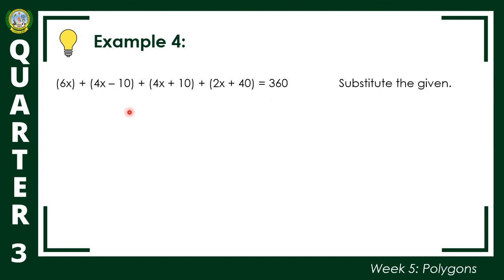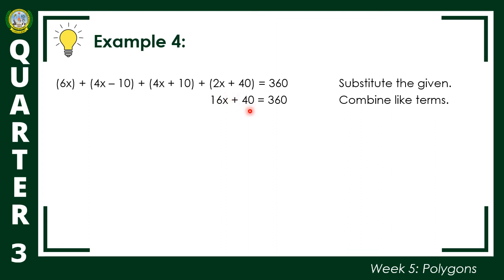Sabi ko kanina dun sa previous example, ang unang gagawin is to simplify the equation by combining the like terms. So, i-add muna natin yung mga may variable x, and then i-add natin yung mga constants. Ang simplified form po ay ito. 6x plus 4x plus 4x plus 2x is 16x. And negative 10 plus 10 plus 40 is simply 40, kasi ang negative 10 plus 10, 0 na yon. So, matitira na lang talaga ay 40.